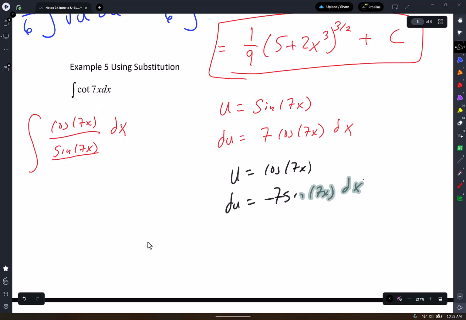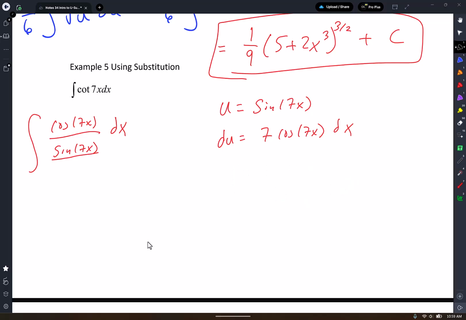Let me erase this. I almost have it. Don't worry, we're going slow. We're going to do a whole bunch of these until you guys get it. What am I missing for me to do a substitution? A 7. So I put a 7 right here, and on the outside for balance. Do you guys see that?